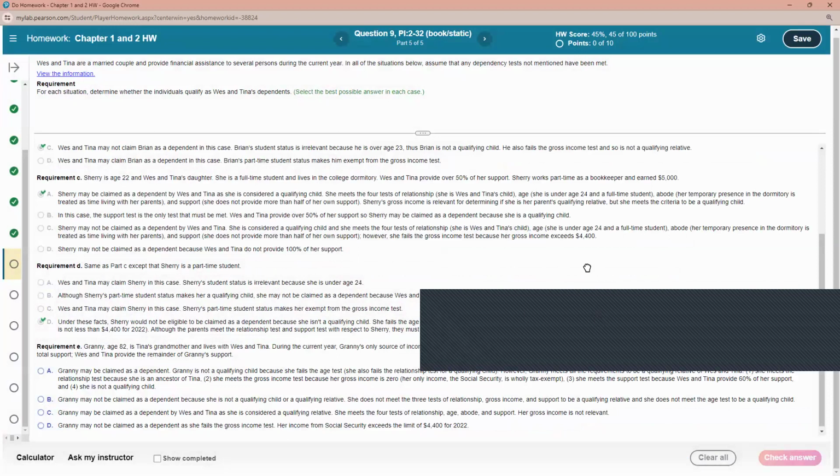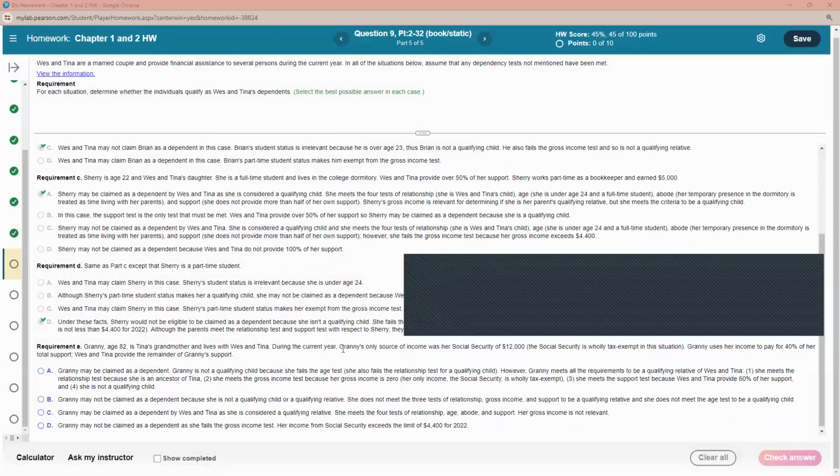So it says, Granny, age 82, is Tina's grandmother and lives with Wes and Tina. During the current year, Granny's only source of income was her Social Security of $12,000. The Social Security is wholly tax exempt in this situation. Granny uses her income to pay for 40% of her total support. Wes and Tina provide the remainder of Granny's support. So here it says Granny may be claimed as a dependent.